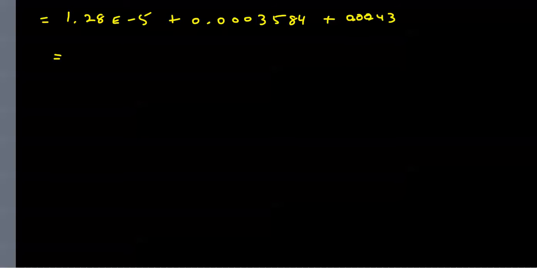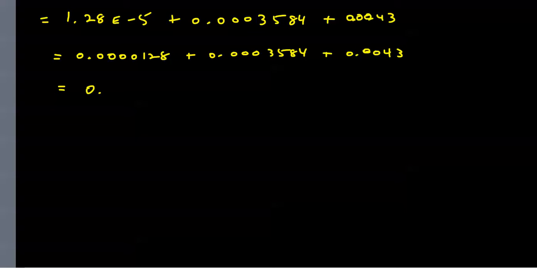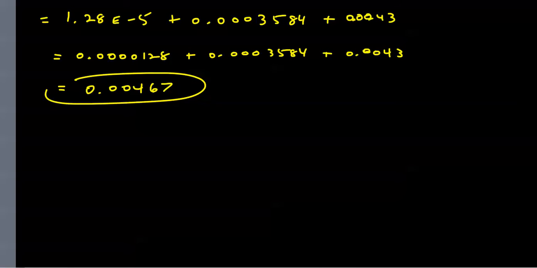And 1.28 times 10 to the minus 5th power is equivalent to 0.0000128, plus 0.0003584, plus 0.0043. If I add those all up, I get 0.00467. So that's my answer to part C. The probability of fewer than 3 is then 0.00467.